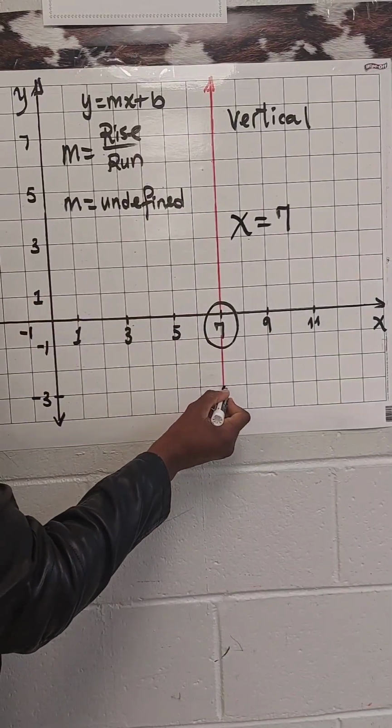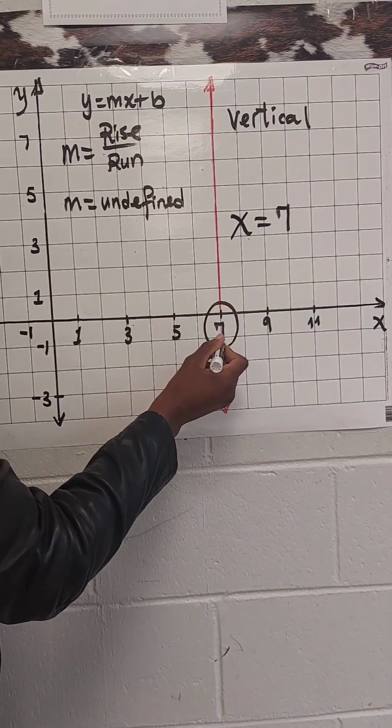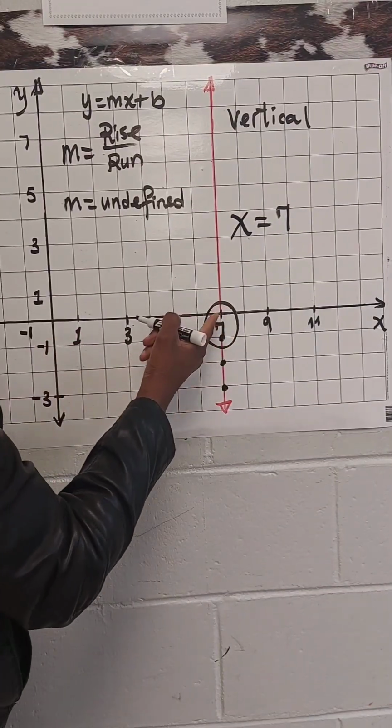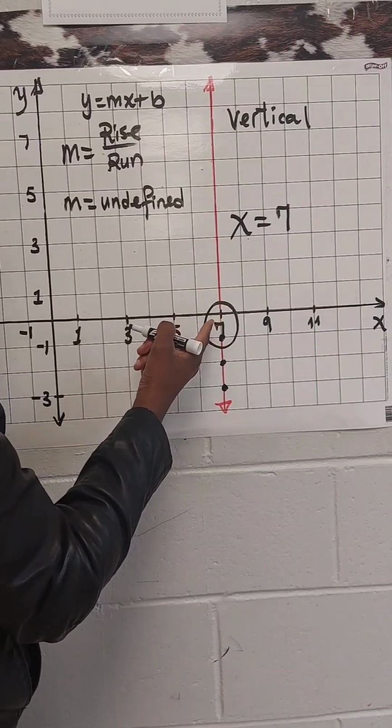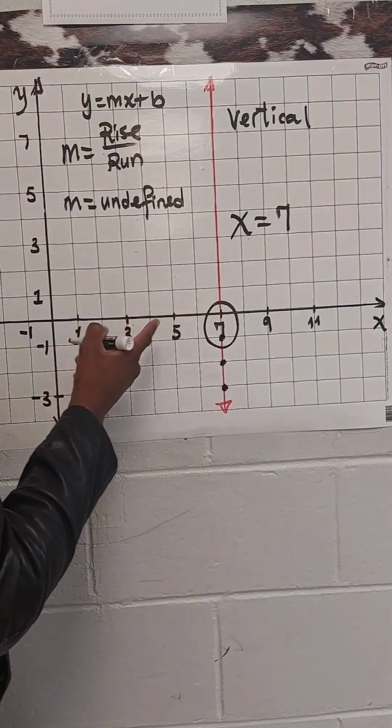If I'm right here, my value for x is 7. I'm right here, my value for x is 7. When I'm changing different values for y, my x stays 7 the whole time. So my x is always 7 for this line.